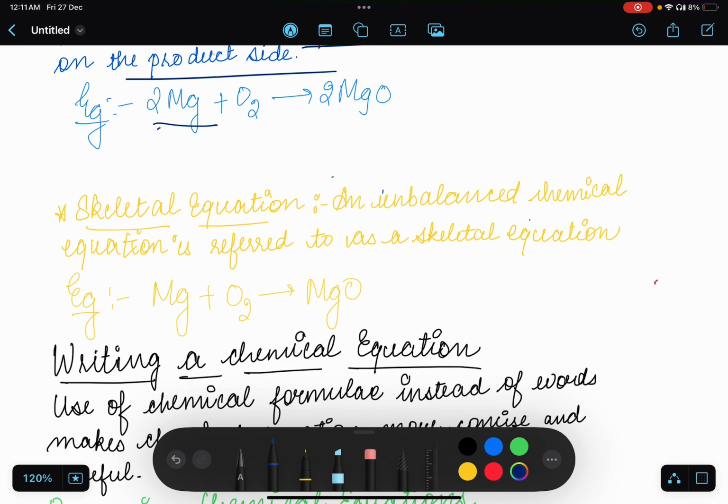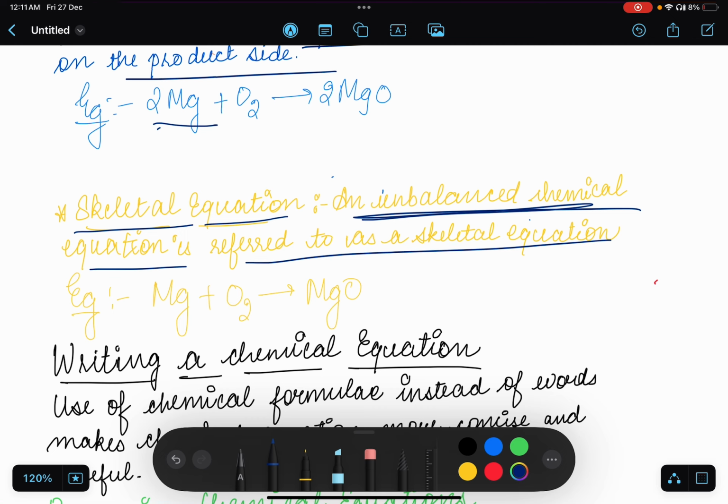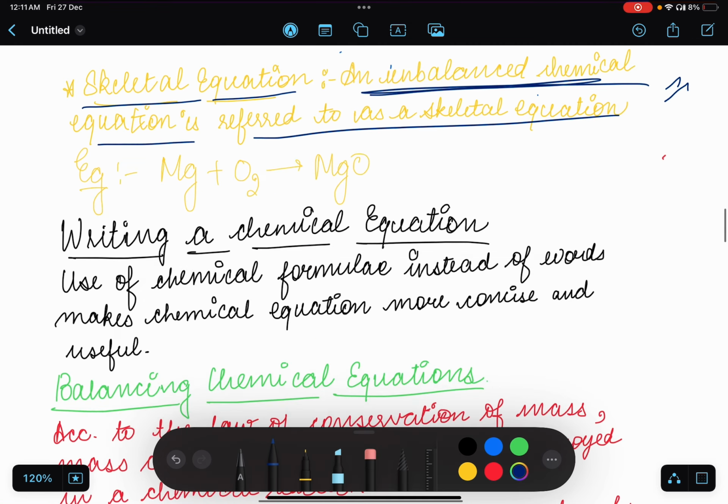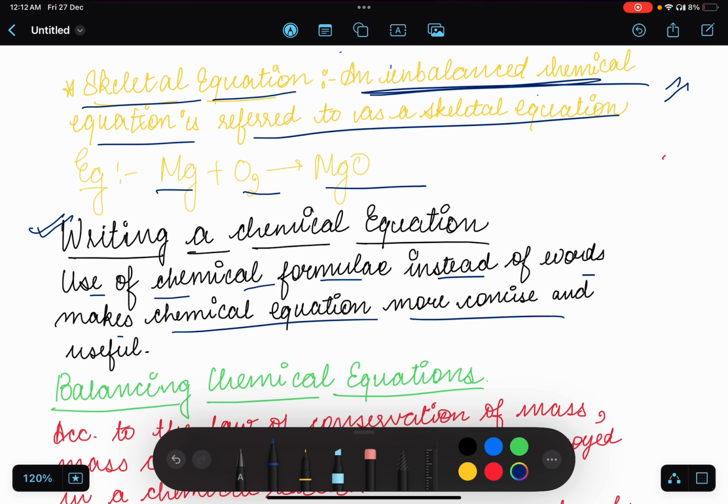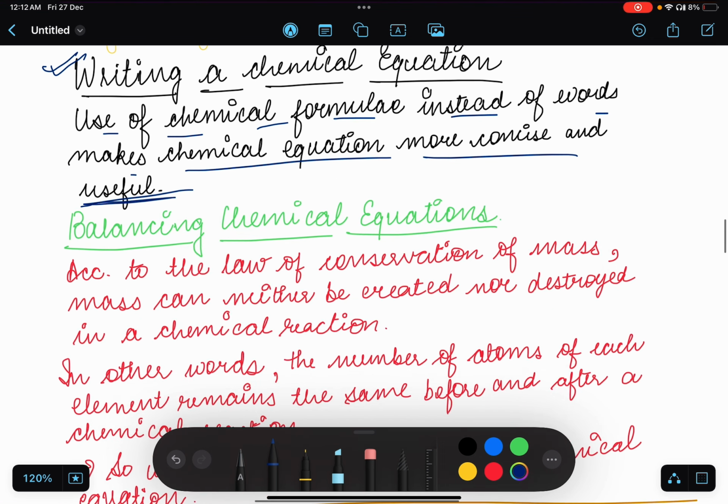And what is next? A skeletal equation. An unbalanced chemical equation is referred to as a skeletal equation. This is the easier definition from this chapter, that is Mg plus O2 gives 2 MgO. Why is it necessary to write a chemical equation? Use of chemical formulas instead of words makes a chemical equation more concise and useful. So it is necessary.